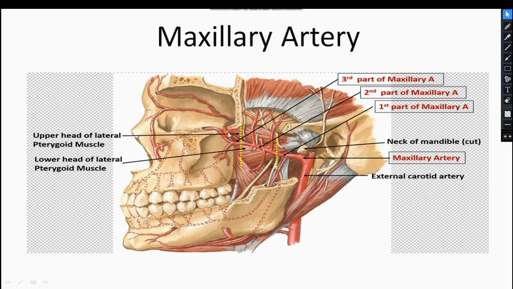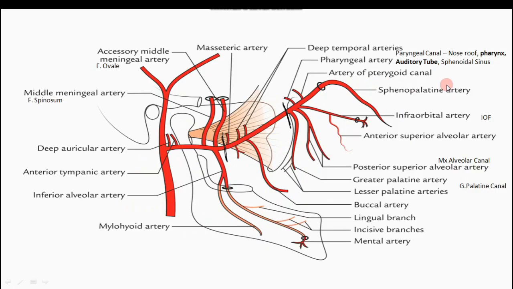Whereas this is the third part. Now the third part has to pass through multiple foramina. Now we will see this maxillary artery further in detail. Now here we can see the maxillary artery. We can see this maxillary artery is passing this way. Direction is upward and forward, like this.